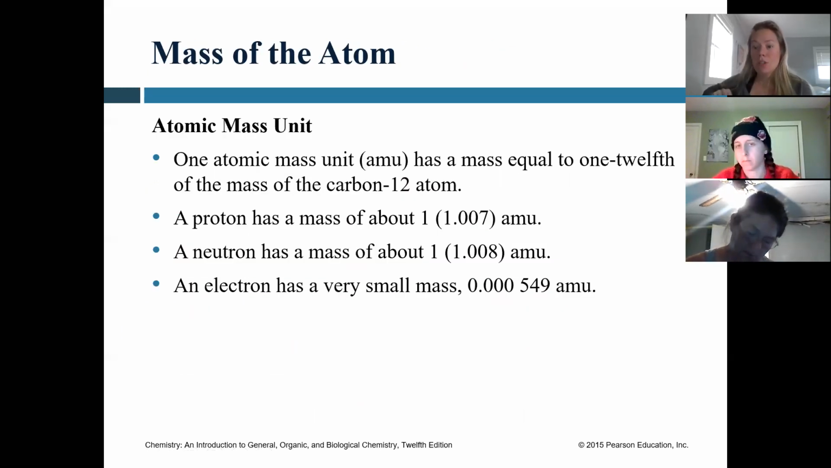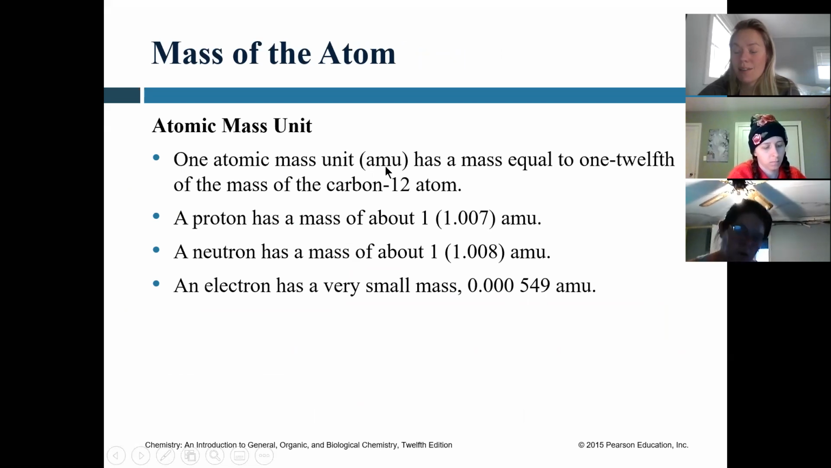When measuring the mass of an atom or subatomic particles, we use an AMU, because these are so tiny that grams would be too big. An AMU is equal to 1/12 of the mass of a carbon-12 atom, which is about the mass of a proton. So a proton has a mass of about 1 AMU. A neutron also has a mass of about 1 AMU. It's slightly heavier, but protons and neutrons have a very similar mass. We just consider them as being a mass of 1.